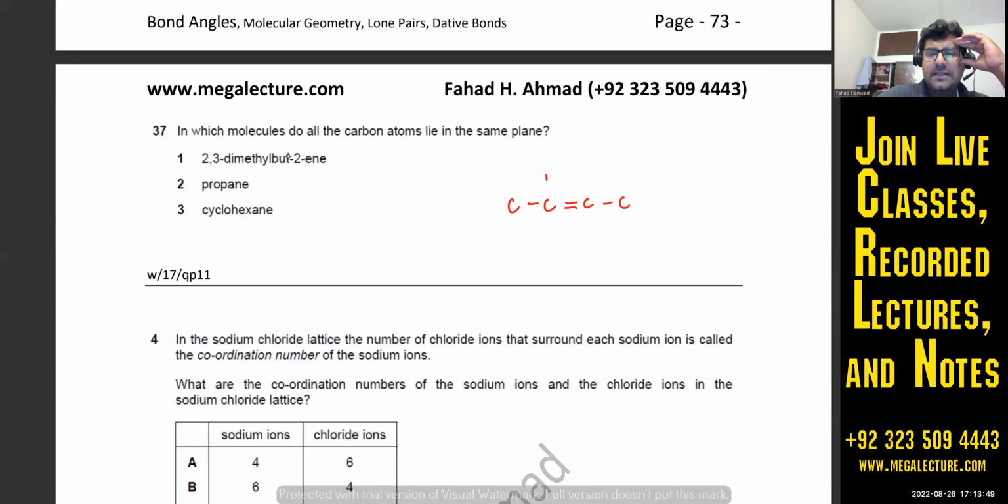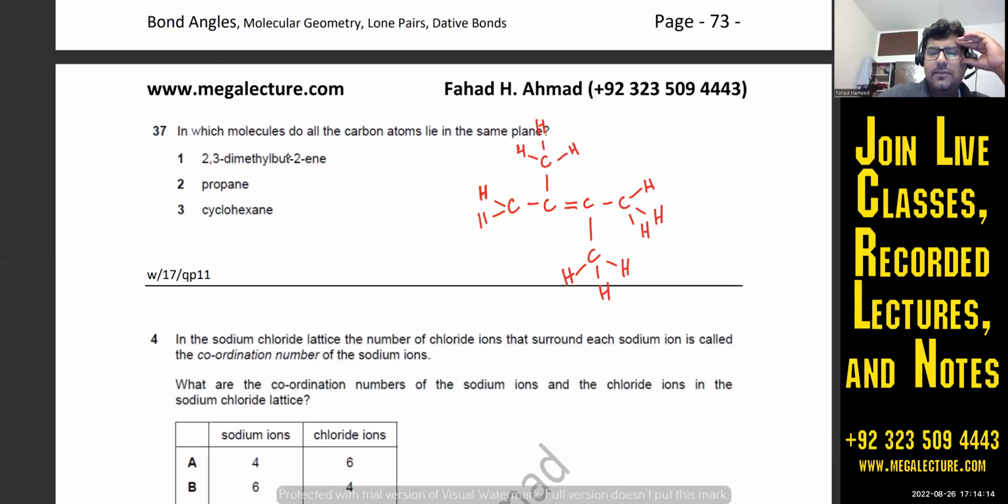2,3-dimethyl. That means there's a carbon on the second one. There's a carbon on the third one. और बाकी सारे H होंगे. So there are 3 H's with this one. And there are 3 H's with this one. It's the same over here, 3 H's.